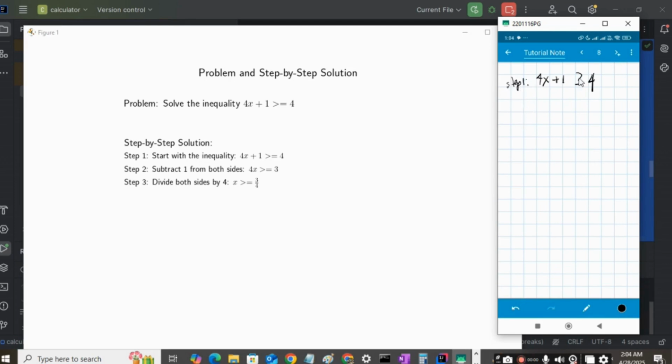From step 1, you have to subtract 1 from both sides. So that is step 2. I hope you can follow. We just need to subtract 1 from both sides.